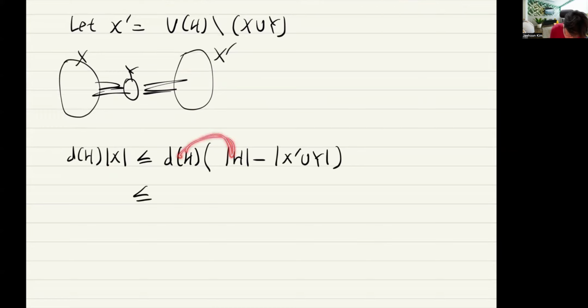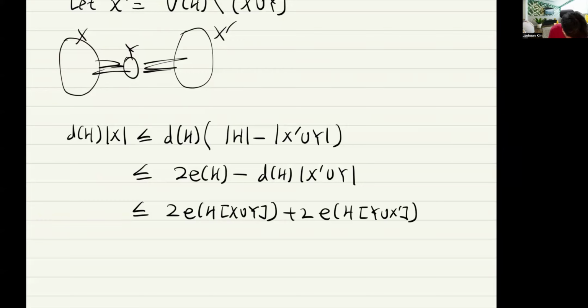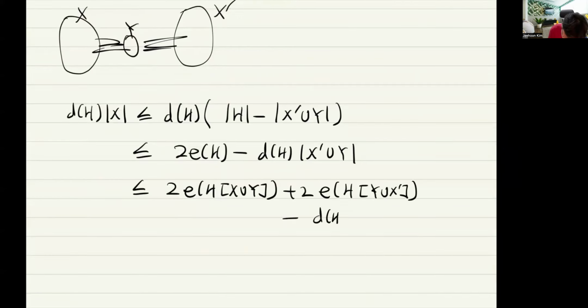And if you multiply these two, then that's simply twice the number of edges. And you can write it this way. And what's twice the number of edges? It's like you count the edges here, count the edges here. That's an upper bound. So 2 times the number of edges in X union Y, and 2 times the number of edges in Y union X prime, minus the degree of H times X prime union Y.